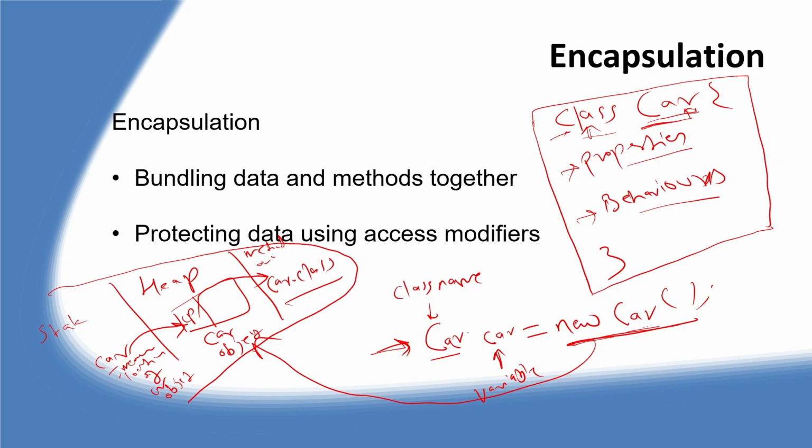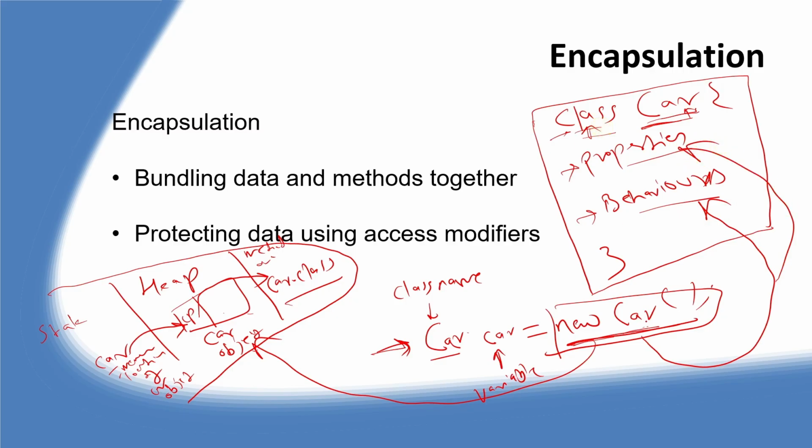Okay, and the object we have created will contain properties and behaviors of what we define inside the class. So let's say we have created one car, BMW. BMW will have the properties and behavior which are defined in the class car. So this is a basic overview of class and object.